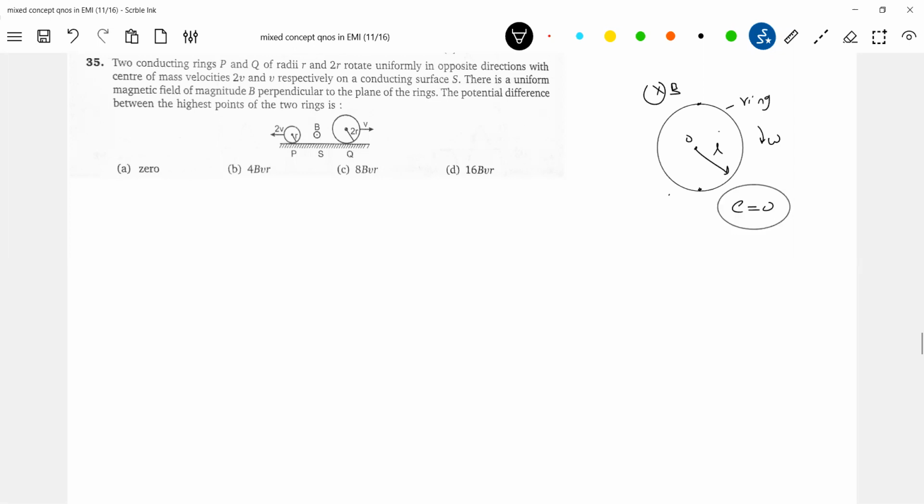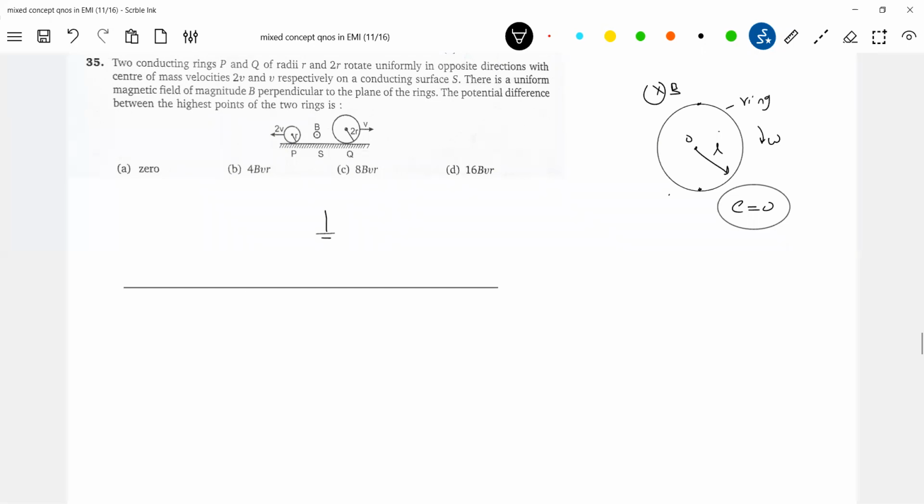Come to this problem. They're having rolling motion. So due to rotational effect, there should not be any EMF, only due to translative motion. And only due to translative motion, what do we do? We replace the ring. If only due to translative motion, there's everything. So how will it behave? Like a cell, no? So what should be the EMF induced? V into 2R into B. So this will be one cell.